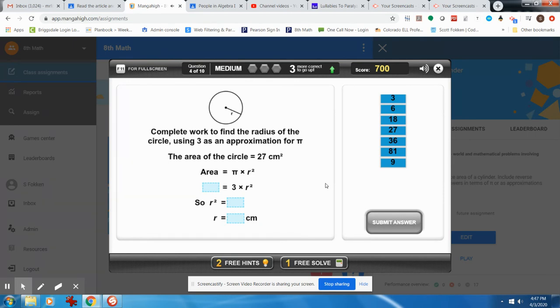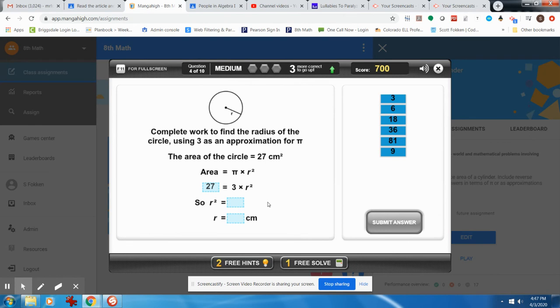Complete the work to find the radius of the circle using 3 as an approximation for pi. Notice they're not going to use 3.14 or the pi button. They're going to say 3 is used for pi. That's okay. We can use 3. In this case, it tells us the area is 27. So in the first box, I'm going to replace area with the number 27, because it said the area is 27. So area 27. Here we've got 3 instead of pi times the radius squared. So the radius squared is what?